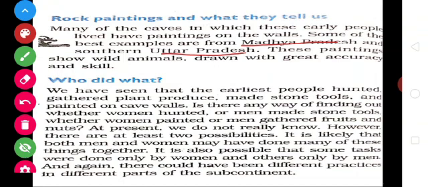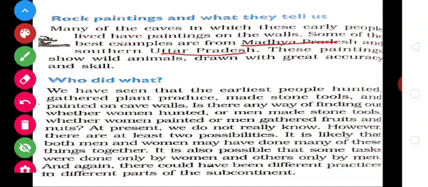And then, who did what? We have seen that the earliest people hunted, gathered plant produce, made stone tools and painted on cave walls. Is there any way of finding out whether women hunted or men made stone tools, whether women painted or men gathered fruits and nuts? We know that the earliest people hunted, gathered plant produce, made stone tools and painted on cave walls also. But we are not sure whether men did these things or women did.